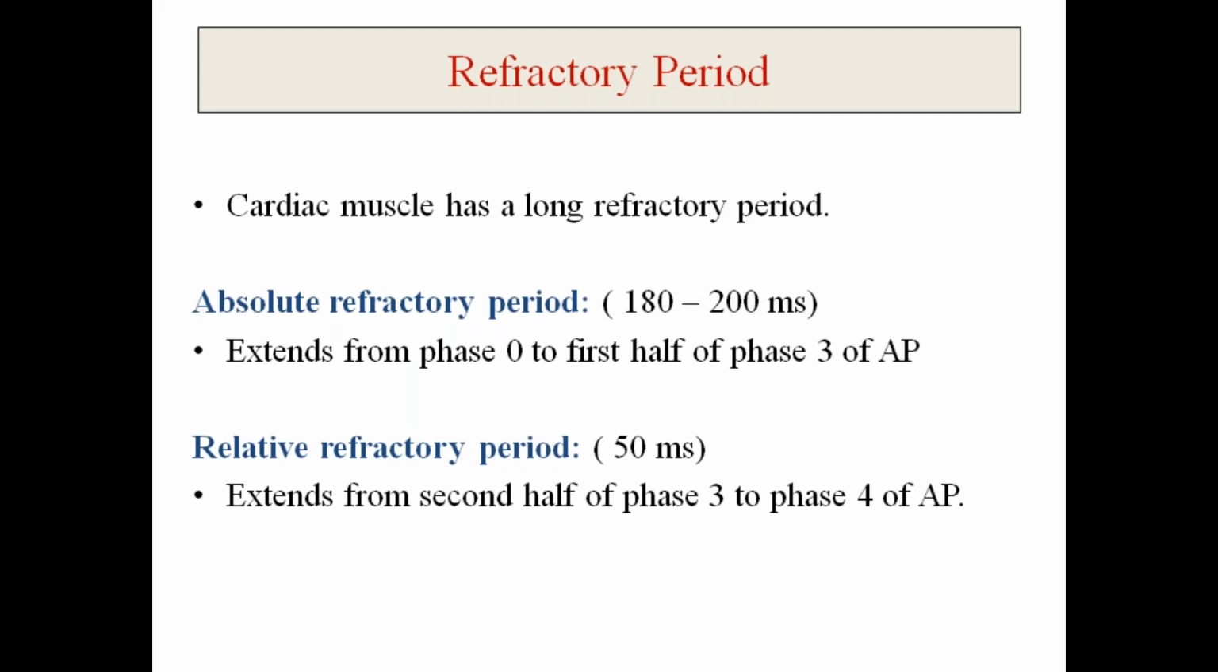This is a very important thing to understand, because it is one of the things that explains why your heart never gets tetanized. Skeletal muscle can be tetanized if you give a stimulus of very high frequency. What will happen? One contraction will fuse with another contraction, and you will get a sustained contraction. That we call a complete tetanus. But if you give a stimulus of very high frequency to cardiac muscle, it will not get tetanized.